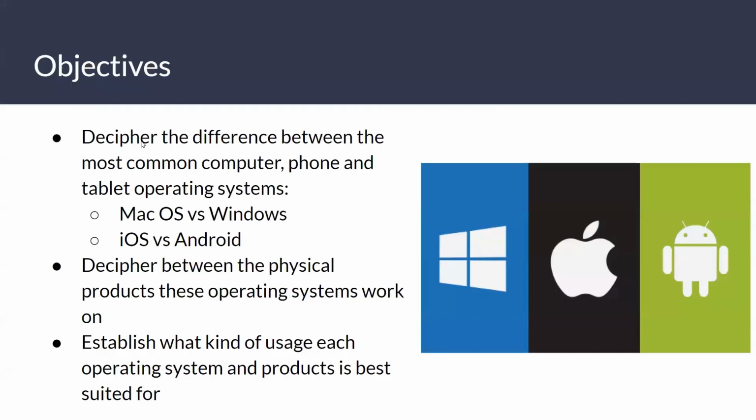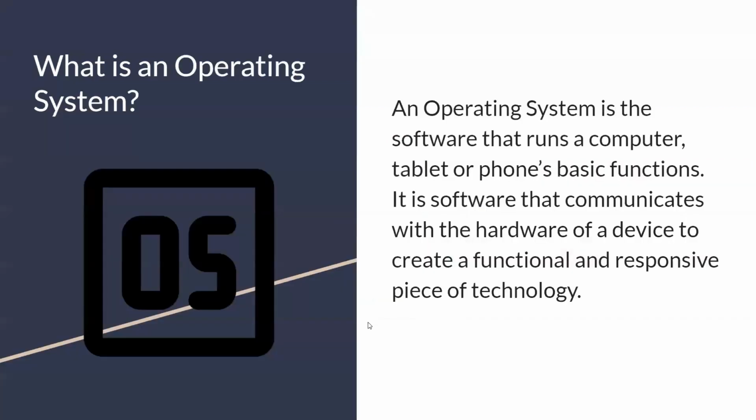Objectives. Decipher the difference between the most common computer, phone, and tablet operating systems: Mac OS versus Windows, iOS versus Android. Decipher between the physical products these operating systems work on, and establish what kind of usage each operating system and product is best suited for.